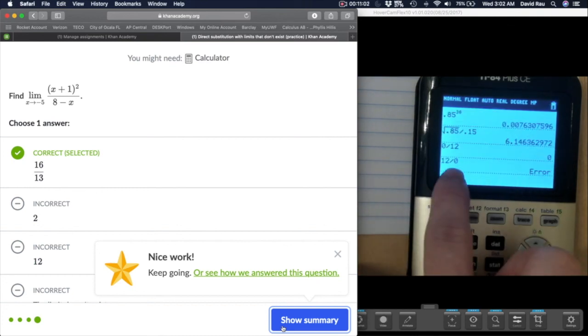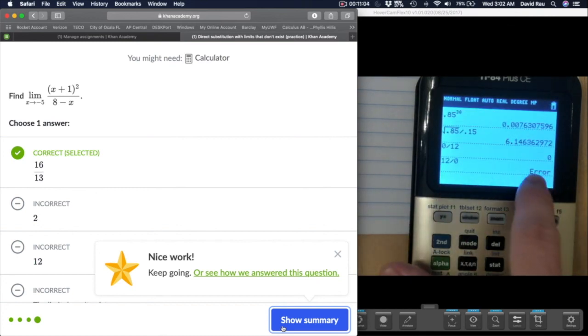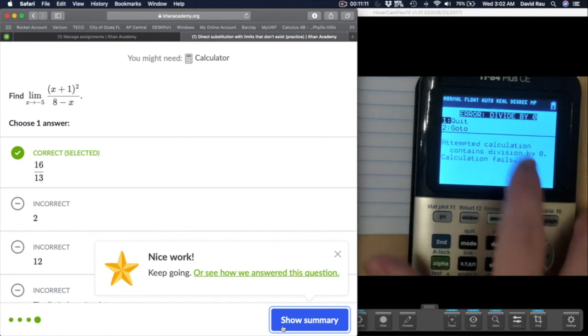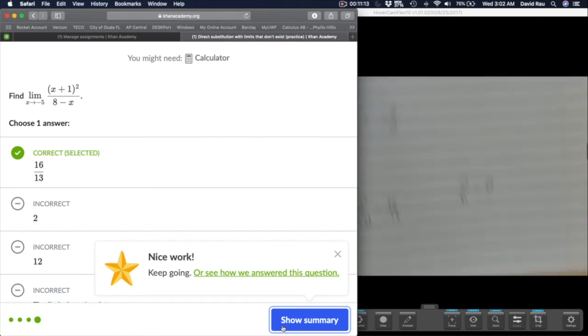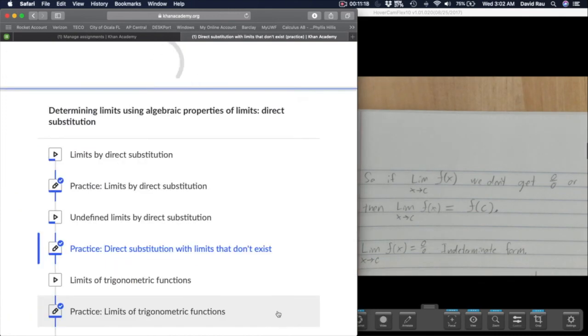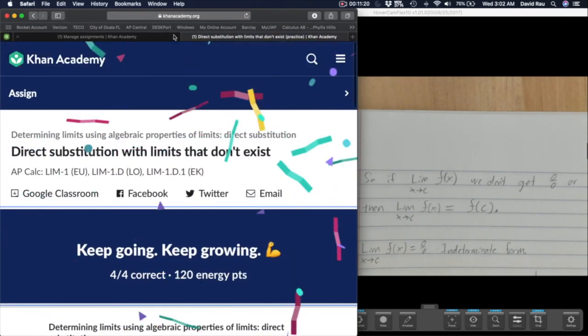Now, when it's just 0 on the bottom, that means there's totally no answer to your limit. If I write 0 over 0, you'll see the calculator gives you the same answer-ish. There's some error, but when it's 0 over 0, we haven't seen that yet. There's some more work you can do. That leads us into our third assignment.